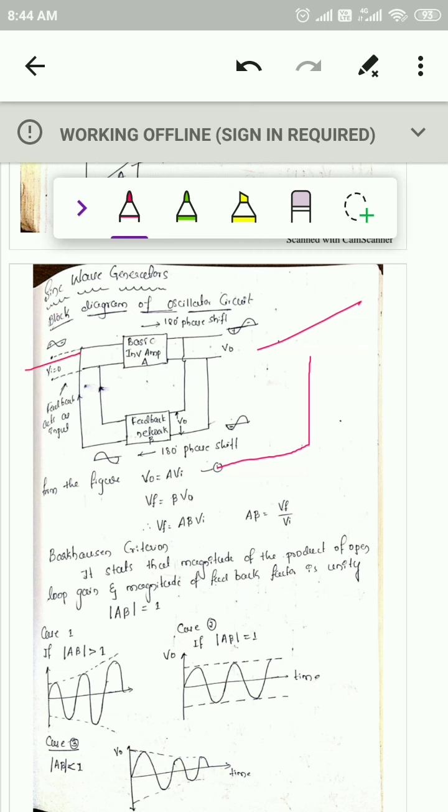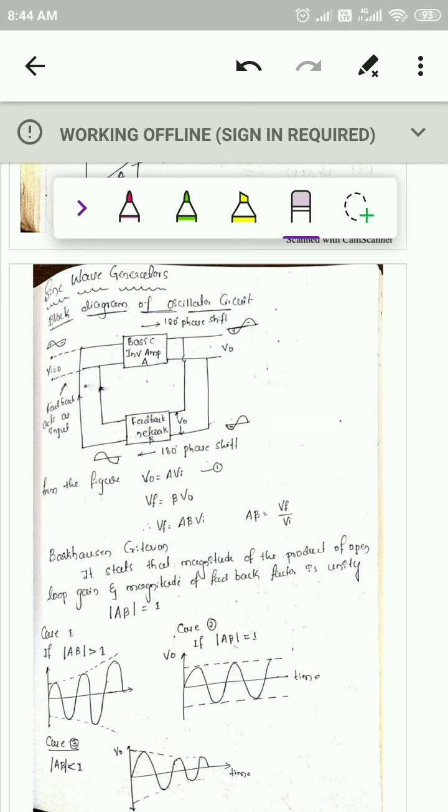Here you get the inverted sine wave. That inverted sine wave is given to the feedback network, which once again introduces a 180 degree phase shift, so you get a sine wave again. This is how continuous oscillations are produced in this oscillatory circuit. That is the criterion behind this.